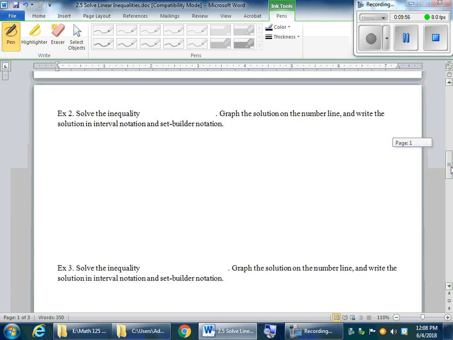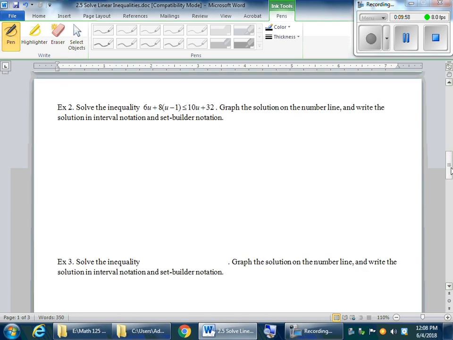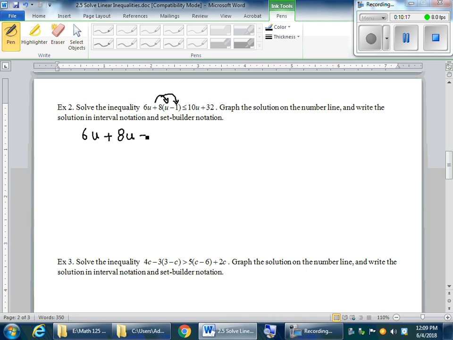In this example, there is a little bit more to do. First, we're going to distribute this 8 to both of the terms, which will give me 6u plus 8u minus 8 is less than or equal to 10u plus 32.